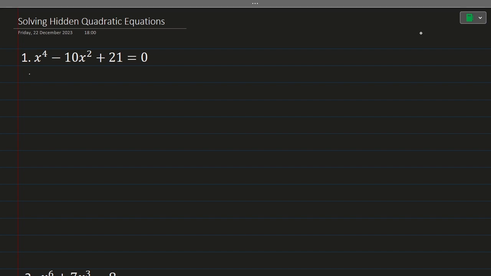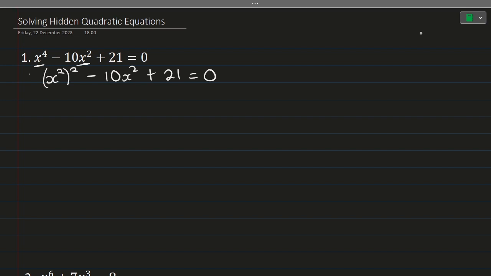x to the power 4 minus 10x squared plus 21 is equal to 0. So the first step is to rewrite x to the power 4 in terms of x squared. We can use laws of indices. This can be done by saying x squared, then in brackets to the power 2. If you multiply out these powers, 2 times 2 gives you 4. Then that's minus 10x squared plus 21 is equal to 0.